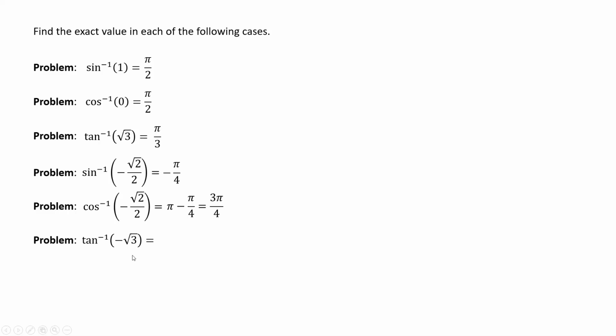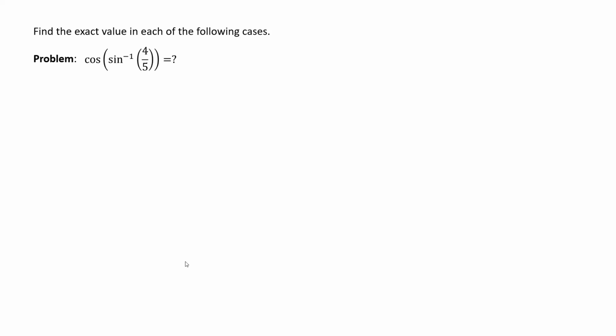The exact value means we need to look at an angle in the fourth quadrant, right? In the fourth quadrant, tan inverse of tangent of what fourth quadrant angle equals negative square root of 3? The answer is negative pi thirds, right? That's it. Let's move on.